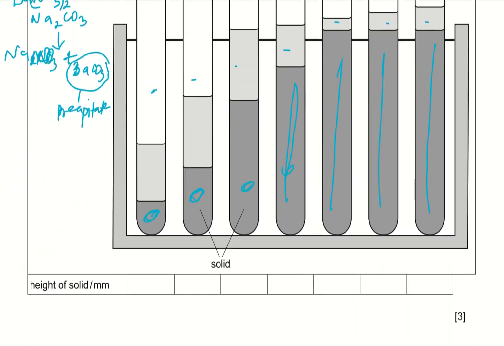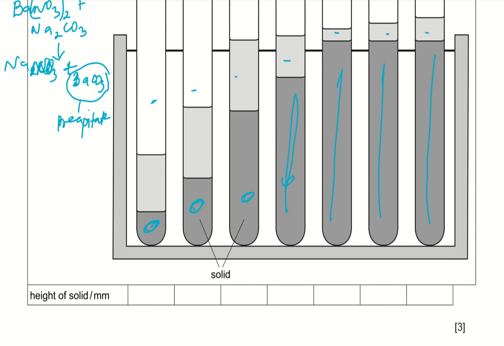So now I'm measuring the height using my ruler. The height of the precipitate formed, I got 1.2 centimeter. But the unit has to be in millimeters. So you need to be very careful when you're solving your question. The unit is in millimeters.